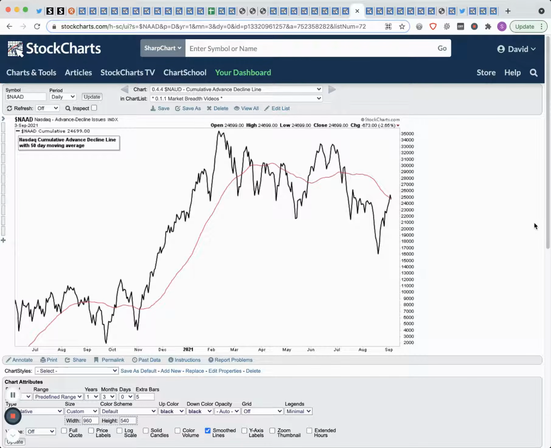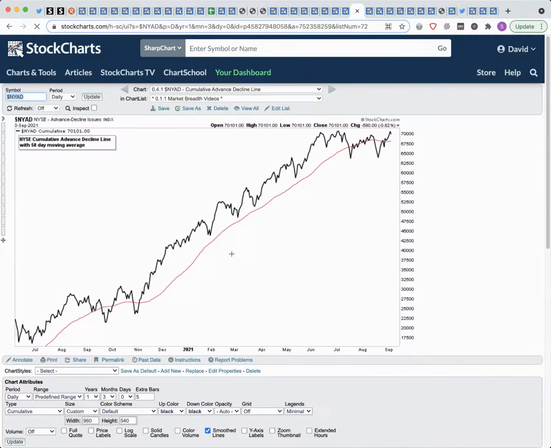Another area that I look at is the advance decline lines. So you have the NYSE advance decline line, which has been very strong. I said again, that September, October period where it dipped below.